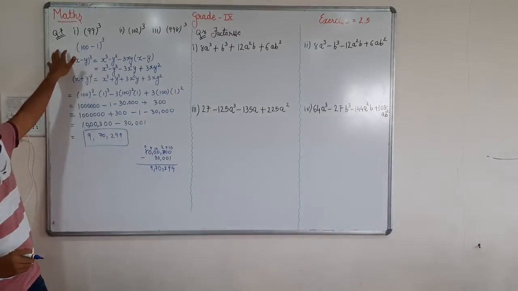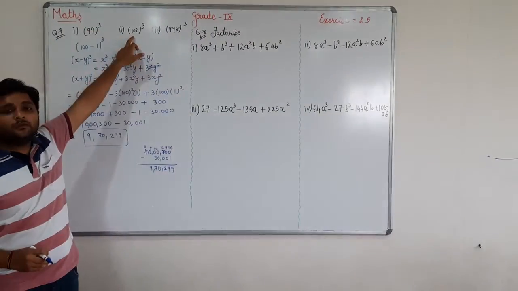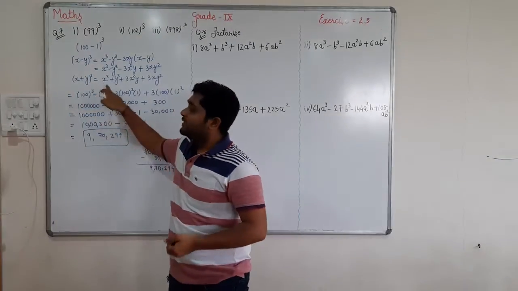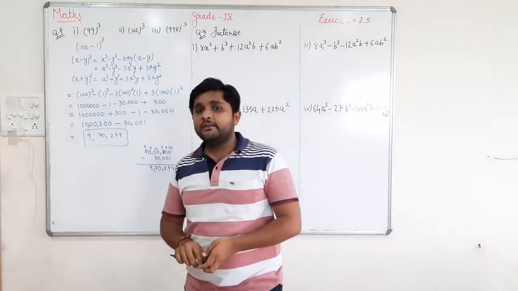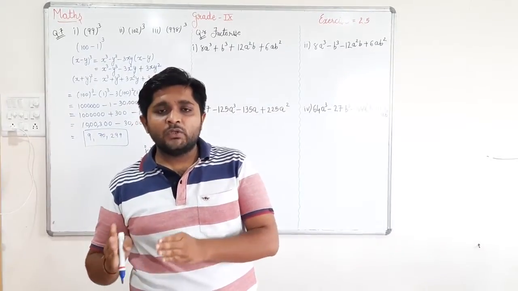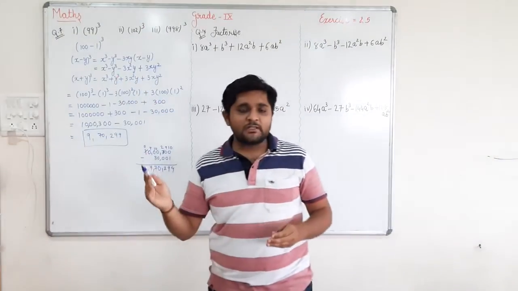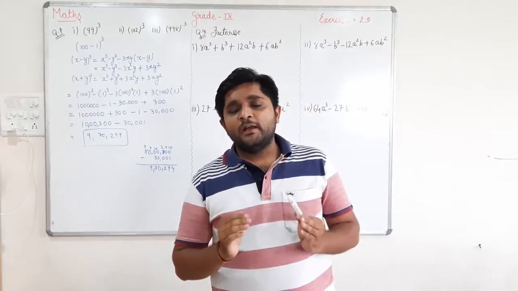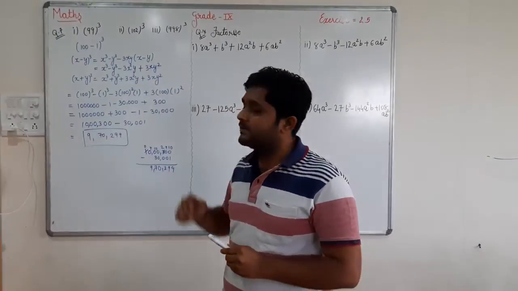Now in question number 7, another one is 102 power 3. In this we have to write 100 plus 2 to the power 3, and then use this identity and find the answer. Similarly, in question number 3, 998 is there. So 998 is equal to 1000 minus 2. We have to use the (x minus y) whole raised to cube identity and find the answer. Okay friends, this way you can find the cube of any number. We have to use this identity.